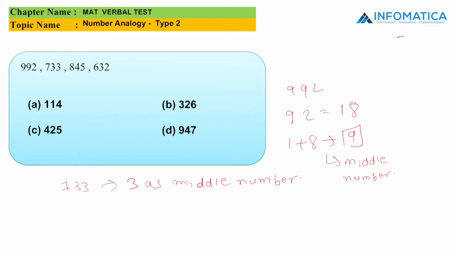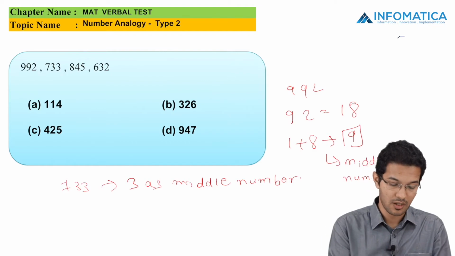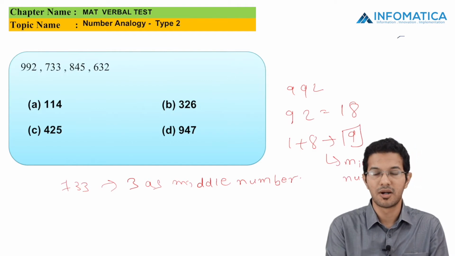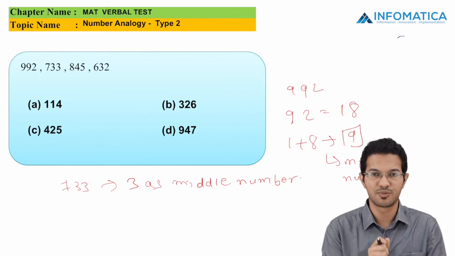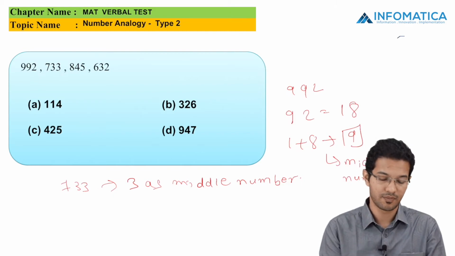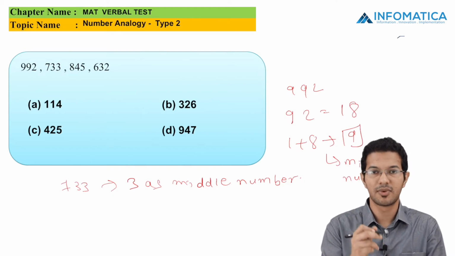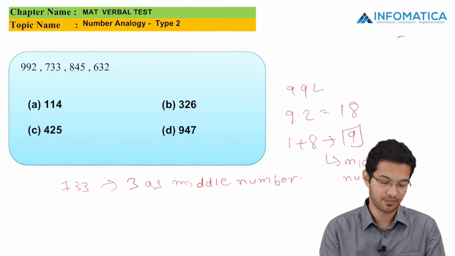So let us see the options. The first option is 114. So let us check it out. So if I do 1 multiplied by 4, I get the answer to be as 4. So I cannot split it as of now. So option A has to be discarded. Option B is 326. Let us split it and see. If I do 3 multiplied by 6, I get the answer to be as 18. Now if I add 1 plus 8, I get the answer as 9, which is still not the middle number.